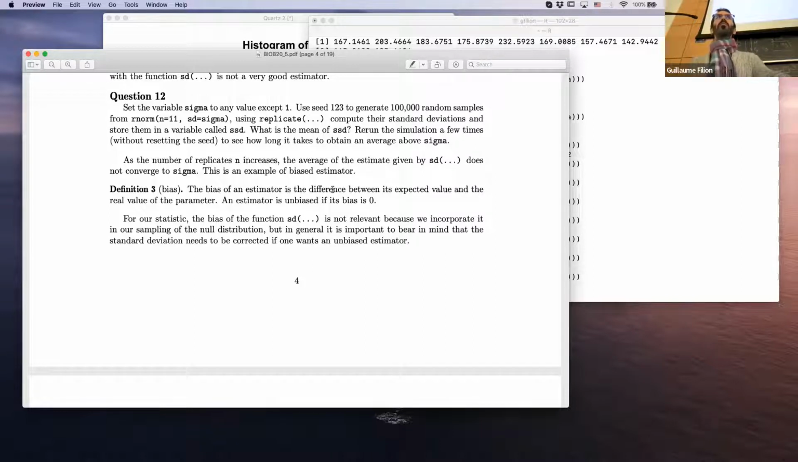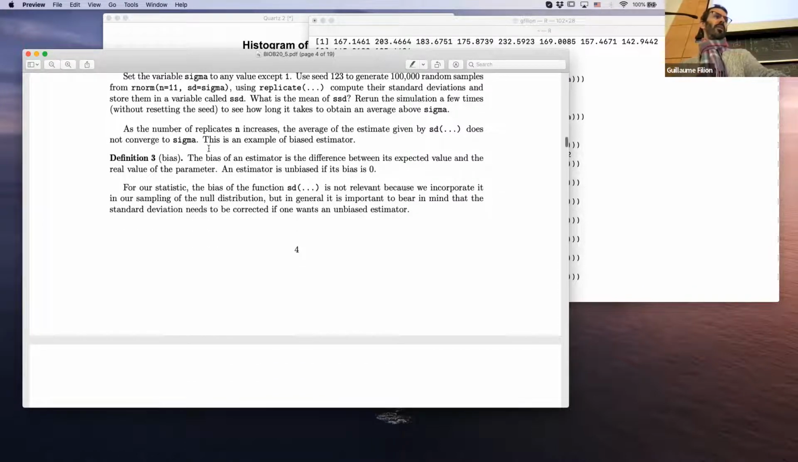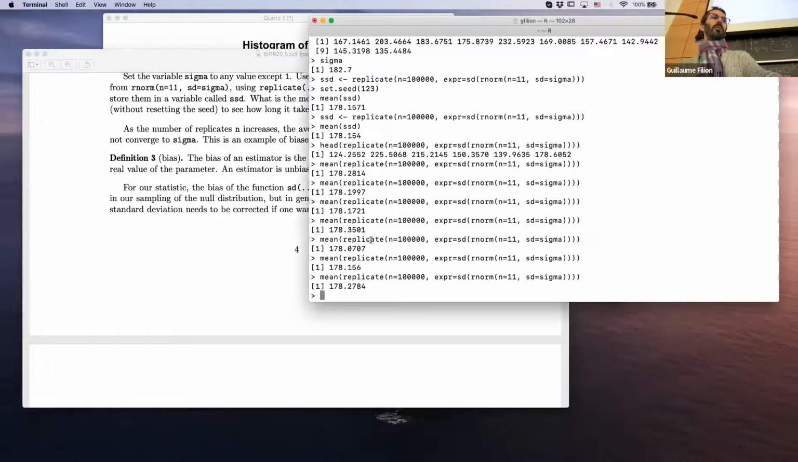We have used the word bias before, especially in the very first quiz that you had to answer, without really defining it. So here goes the definition. The bias of an estimator is the difference between its expected value and the real value of the parameter. An estimator is unbiased if its bias is 0. You see this estimator, the standard deviation, even when you do it over 100,000 times or a million or whatever, it doesn't matter. It is not getting closer to the right value. So that's the example of a biased estimator.